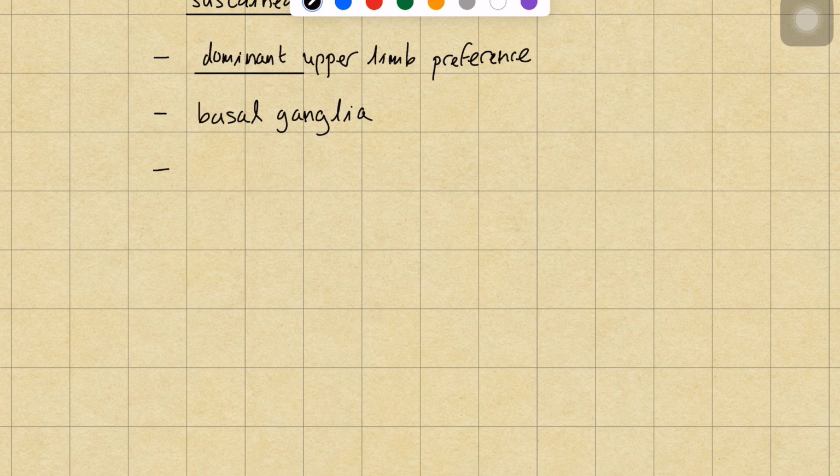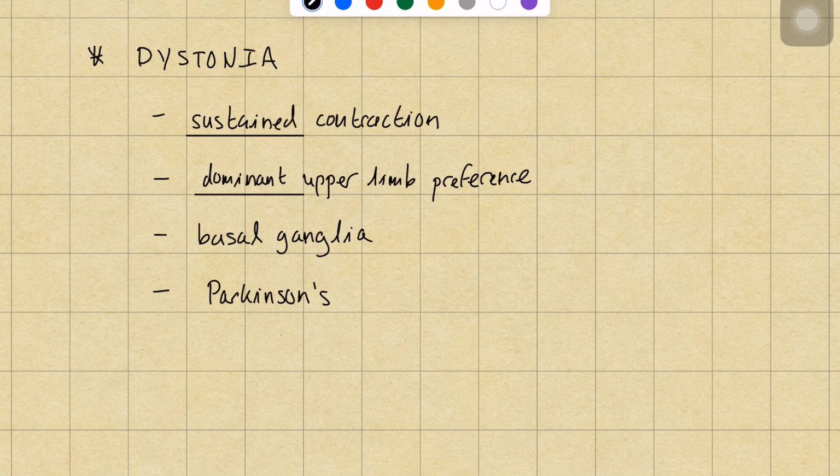And so what diseases or states do we see dystonia in? Classically, we'll see it in Parkinson's, and that makes sense because Parkinson's is a disease of hypokinesia, so not enough movement, and dystonia is this sustained contraction, almost like a muscle cramp, and so you won't actually have a lot of movement. It's almost a freezing up of that muscle.